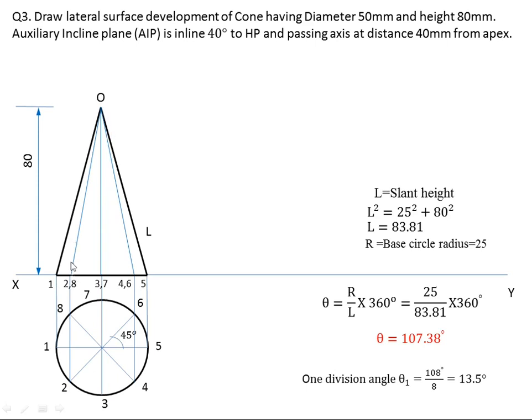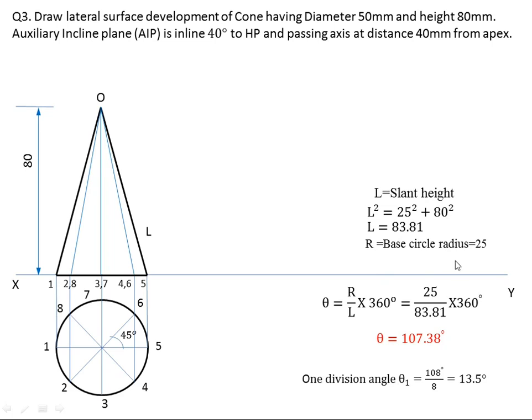This is O2, O3, O4. Join these points. So these are the generators, O6, O7, O8. Now L is the slant height or slant length. This L can be found out by the Pythagoras theorem. L square is equal to 25 square plus 80 square. So L is equal to 83.81.